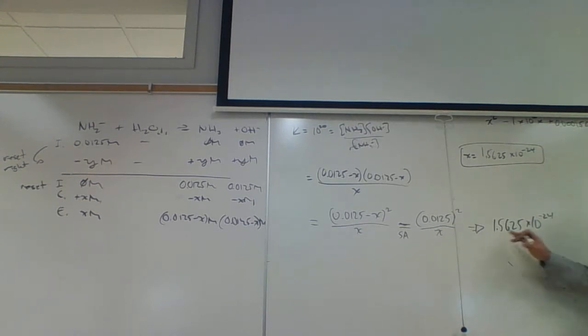The reason it works so well here is because of the percent change. If we calculate the percent change, remember the percent change should not be greater than 5%, because 5% is really pushing it. So we take the change over the original, 0.0125, times 100, and the percent change I get is 1.25 times 10 to the minus 20%. Is that much change at all? No, and this is so far below 5% that the simplifying assumption works really well. I mean, phenomenally well.